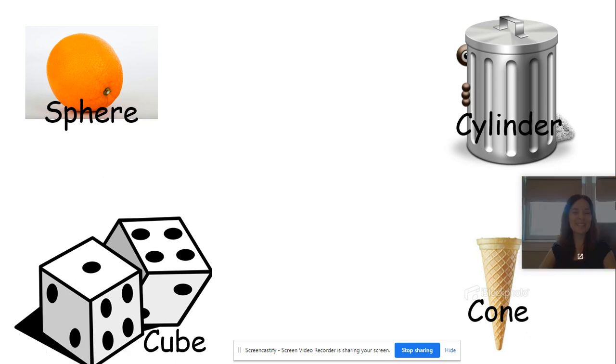Great job, boys and girls. Let's name our shapes one more time. Sphere, cylinder, cone, cube. Great job. Thank you for learning about solid shapes with me.